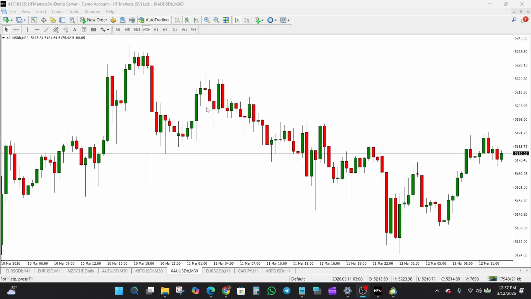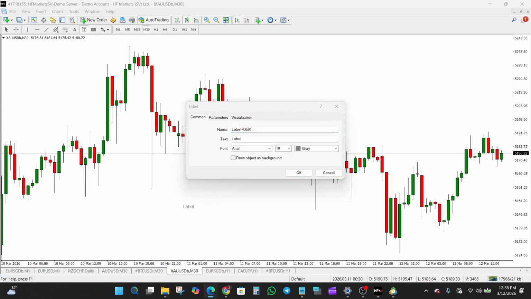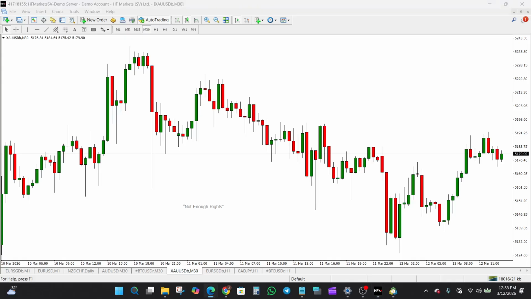Now, the not enough rights error in MT4 usually appears when a trader tries to perform an action that is restricted by the broker or the account type. So this may occur when placing orders or modifying orders or attempting certain operations within the platform, okay?